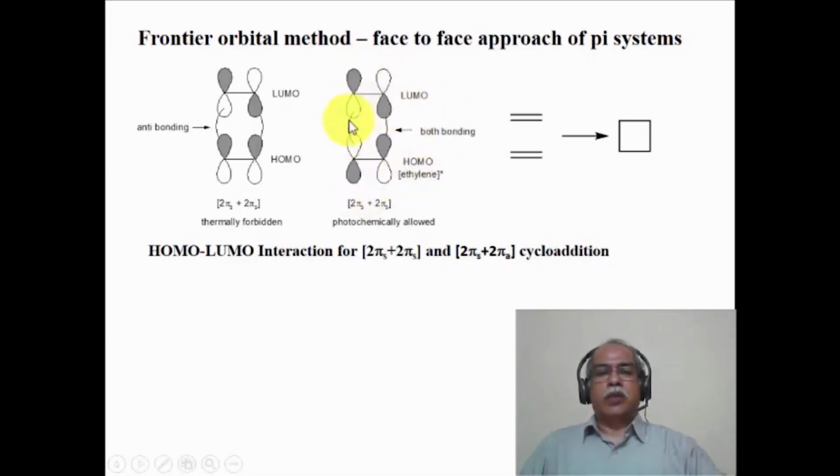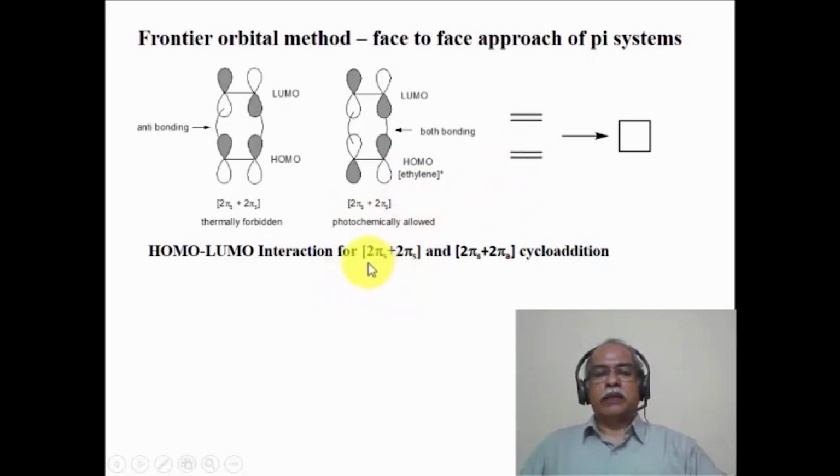Here again the bonding is suprafacial with respect to this ethylene and suprafacial with respect to this ethylene also. You can see here this overlap is a bonding type of an interaction. This overlap is also a bonding type of an interaction. So this is a perfect combination of overlap with the bonding interaction of both the lobes in forming the sigma bond of the cyclobutane, and hence this is a photochemically allowed process because one of the ethylenes has to be in the electronically excited state. It's possible to have one of the ethylenes in the electronically excited state only under photochemical conditions.